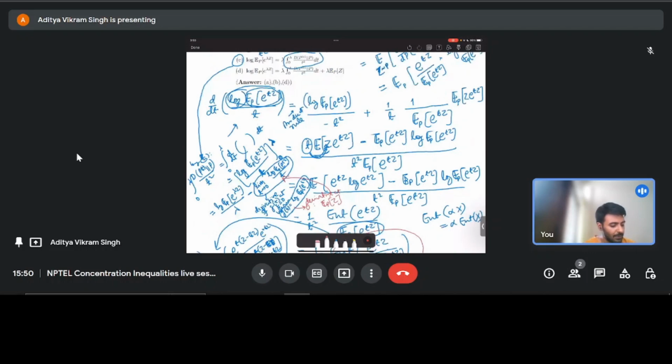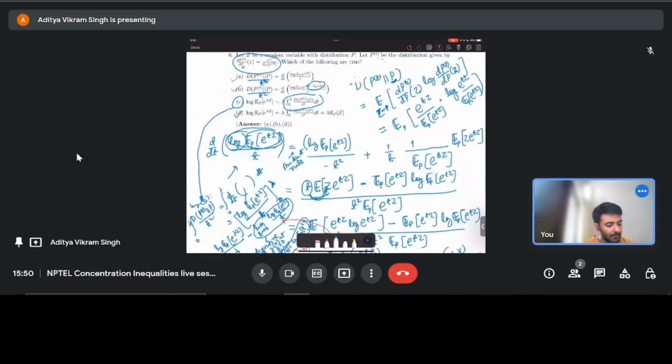what you get is option D. So option C is wrong. If z were a zero mean random variable, C would have been correct. But since we are not given that z is a zero mean random variable, D is correct.